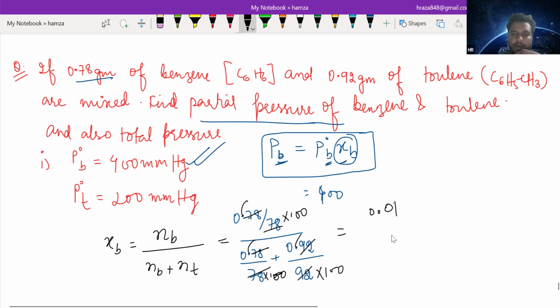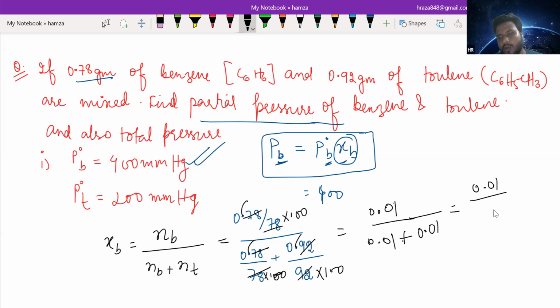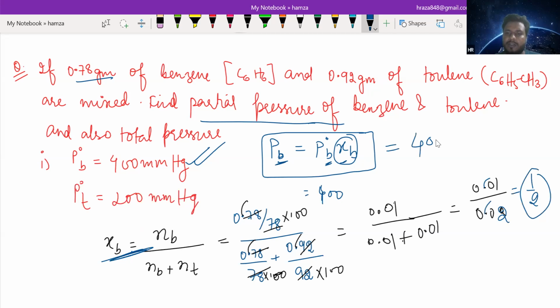Again, here we got 0.01 plus 0.01 because everywhere it is 1 by 100. So what we got is 0.01 divided by 0.02. If you remove the decimal, we will have 1 by 2. This is the mole fraction of benzene. So I put the value, P naught B has a value 400, into 1 by 2, that will be equal to 200 mmHg. Are you getting my point?